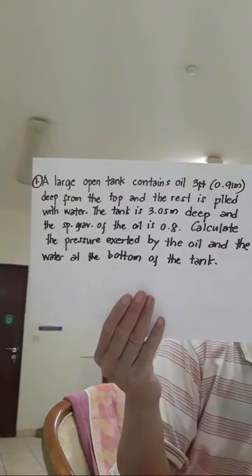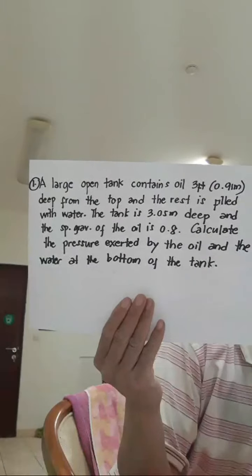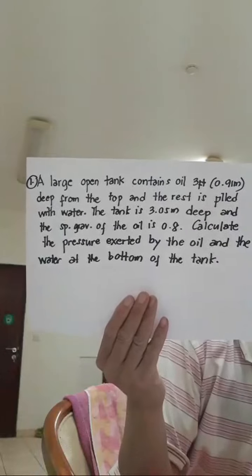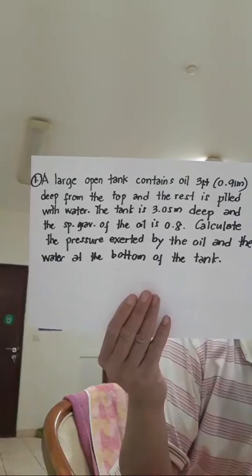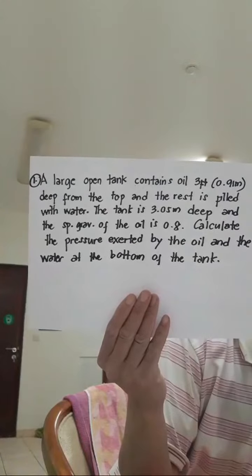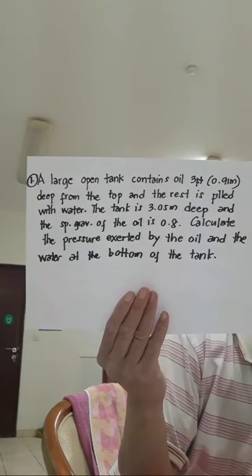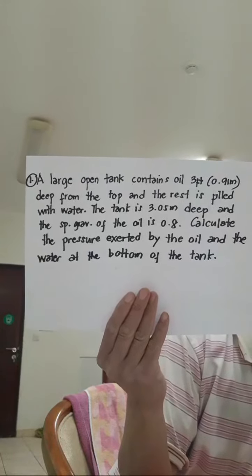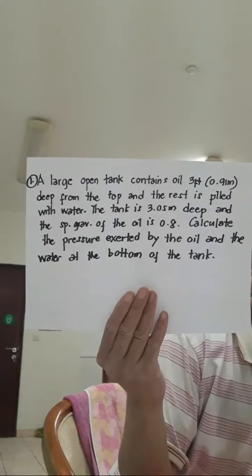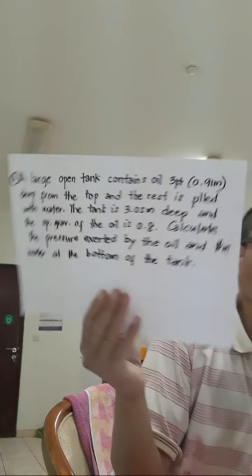A large open tank contains oil, 0.91 meter deep from the top, and the rest is filled with water. The tank is 3.05 meters deep, and the specific gravity of the oil is 0.8. Calculate the pressure exerted by the oil and the water at the bottom of the tank. So the question says we need to calculate the pressure exerted by the water at the bottom of the tank and the oil also at the bottom of the tank.